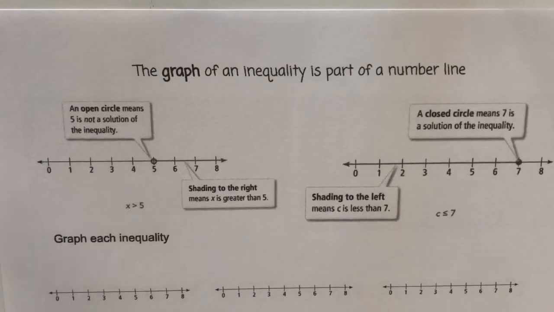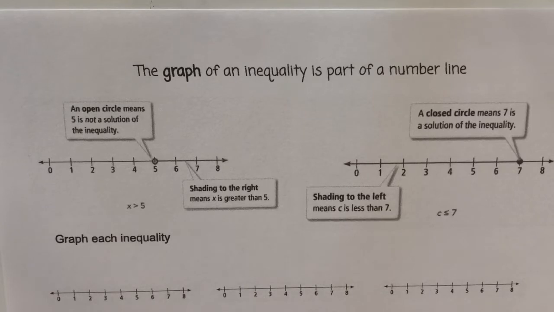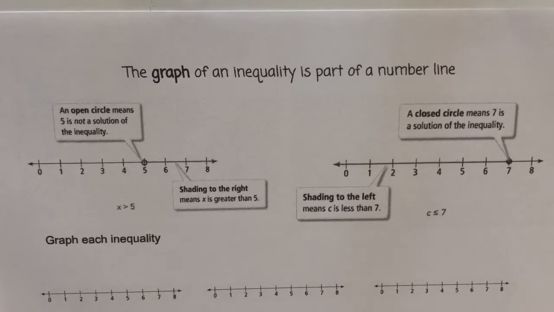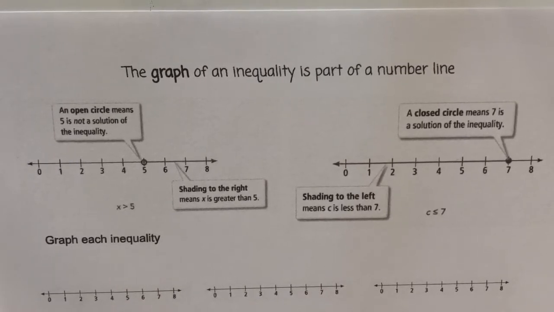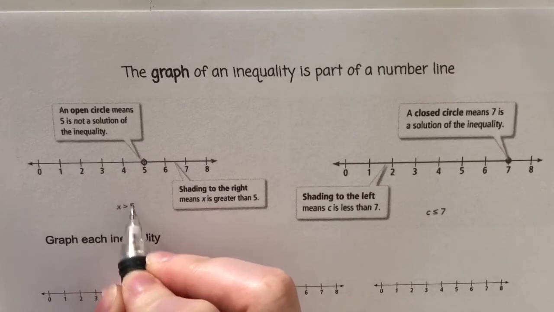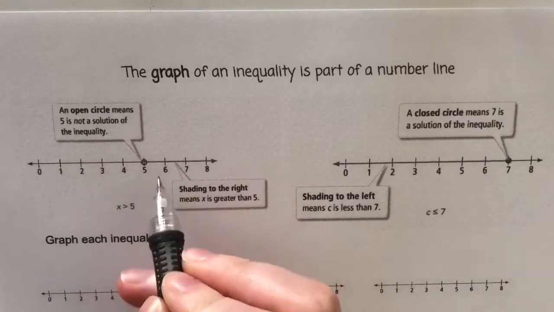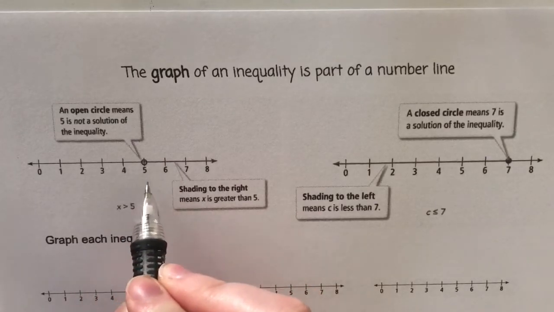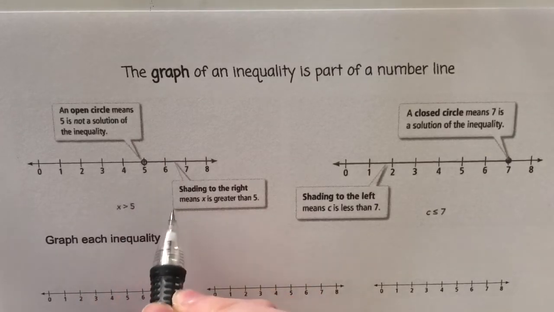Okay, the next thing you need to know how to do is graph an inequality. You graph inequalities on number lines, and there's only two main components to the graph of an inequality. There's a dot or a circle and an arrow, okay? So if I want to graph x is greater than 5, this example right here, I want to indicate on this number line all of the numbers that are greater than 5.